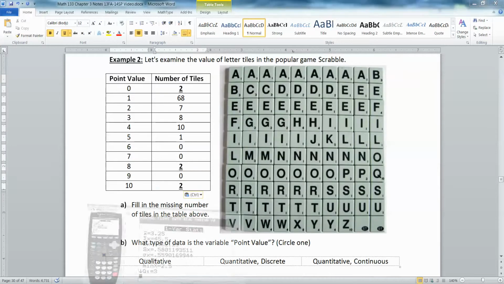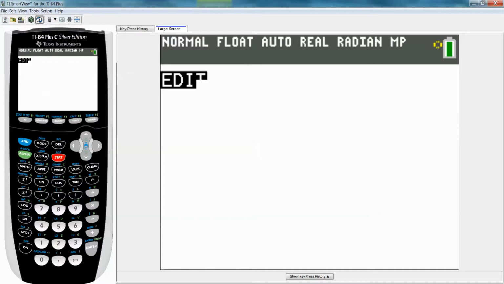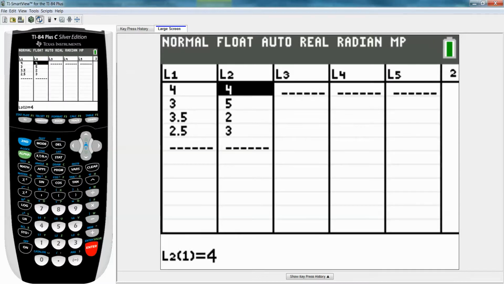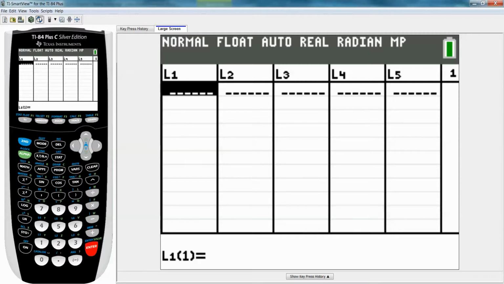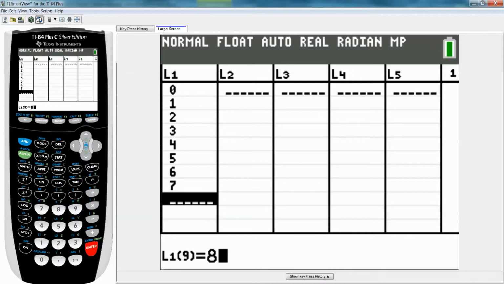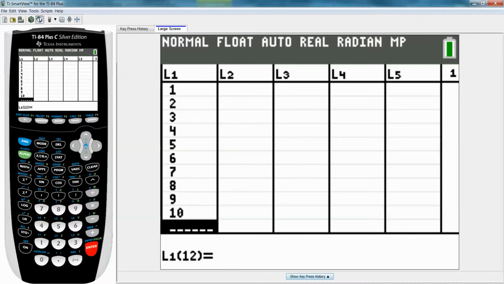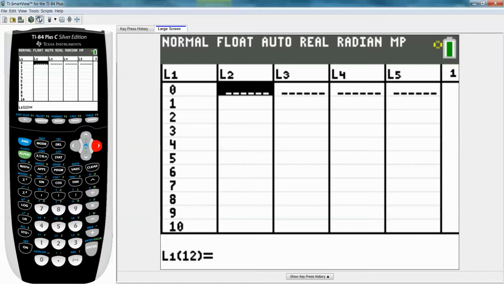So what you can do is you could fill in those values in the calculator. So stat, edit, up, clear, enter, up, clear, enter. And I could type the point values, 0, 1, 2, 3, 4, 5, 6, 7, 8, 9, 10, and so on. Now we have to put the frequencies, i.e. how common these tiles were, in the other column.